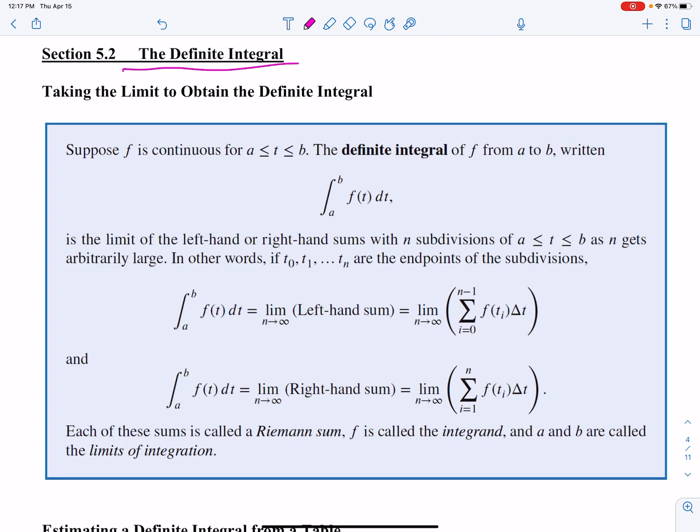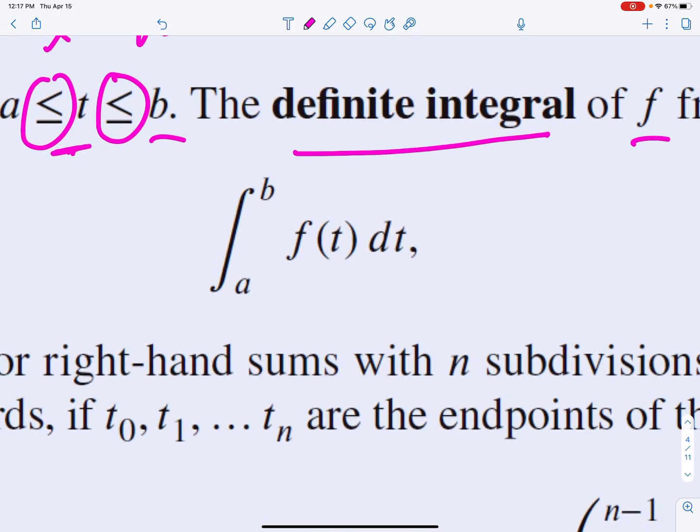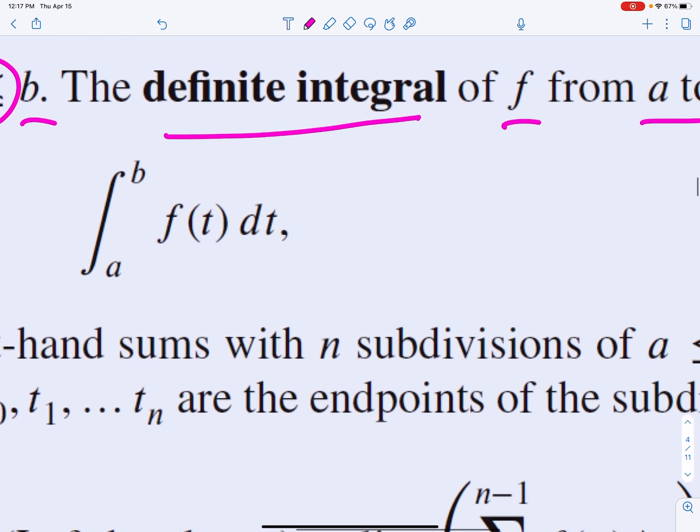So suppose your function f is continuous for t between a and b. In other words, think of these as x values. a, t, and b are all x values. They're on your horizontal axis. So t is somewhere between a and b, and of course this notation means it could include a or b. Then the definite integral of your function from a to b is written like this. Here's how we state this in words.